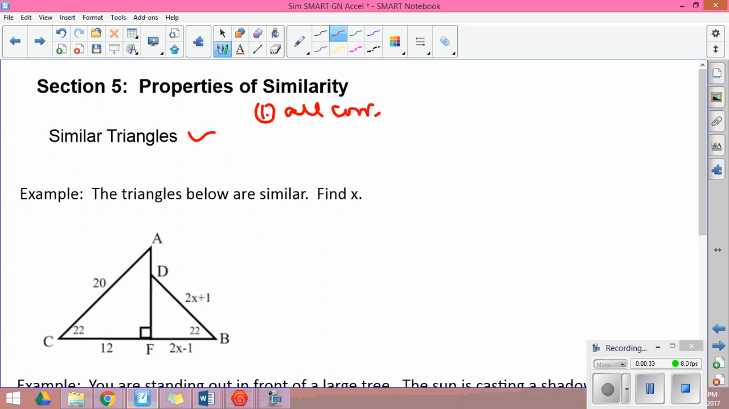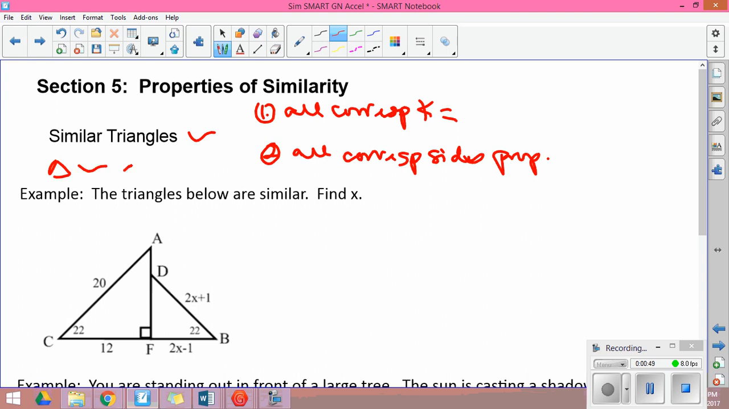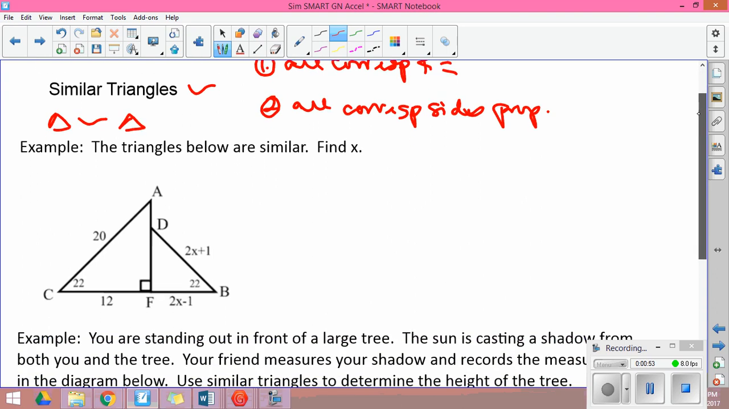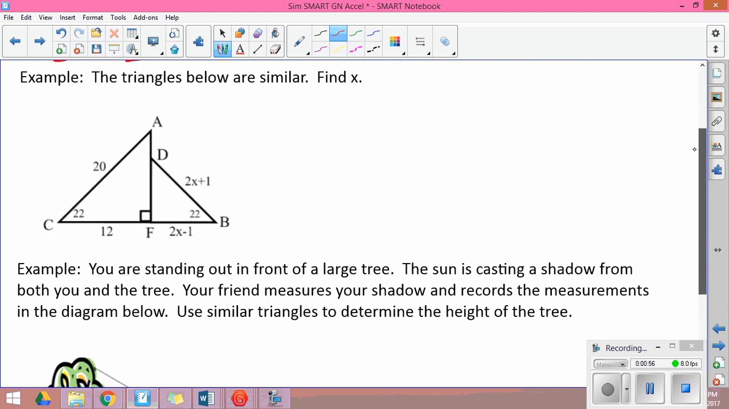corresponding angles equal and all corresponding sides will be proportional. So that hasn't changed. And we can write that similarity statement, like a congruence statement, that helps me understand how things line up.